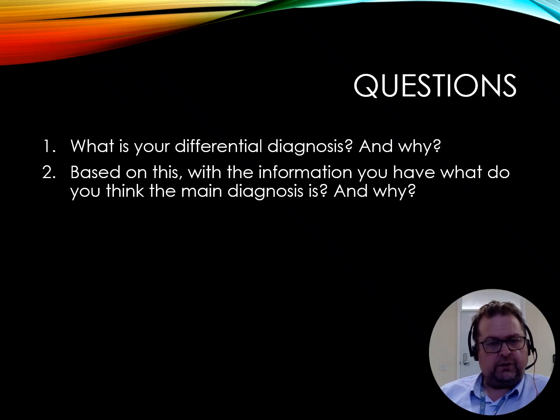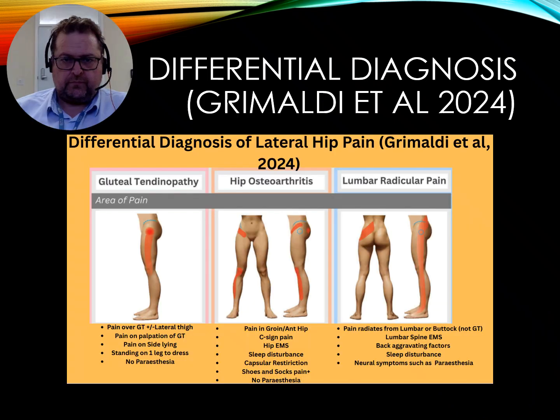So what we can do here, you can pause the video and write down the things that you would think could be in the differential diagnosis and why, and then when you're ready, just press play again. So the differential diagnosis, the key main ones here are gluteal tendinopathy, hip arthritis, and spinal referral as a possible cause of GTPS/lateral hip pain.